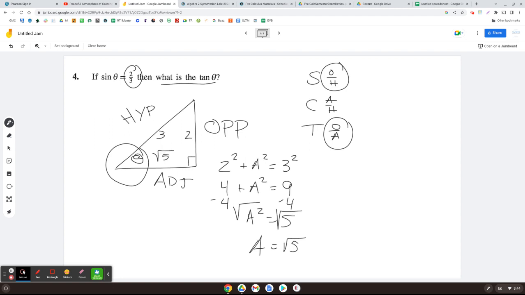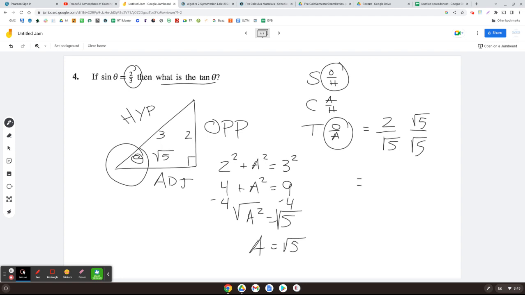Okay. So what's the tangent of theta? Opposite over adjacent. 2 over radical 5. Okay, that's a fine answer, but your college professor may not want radical 5 on the bottom. If you left it like that, I'd be fine with it. But what they want you to do is multiply it by radical 5 over radical 5.